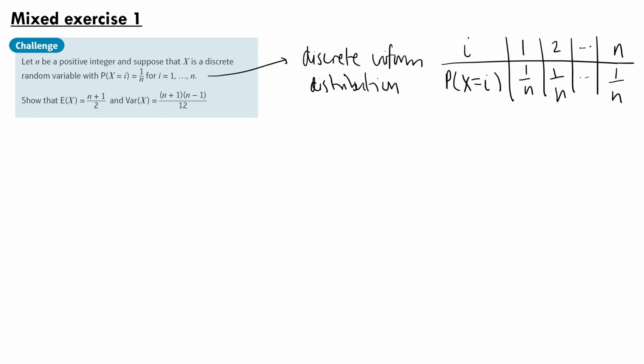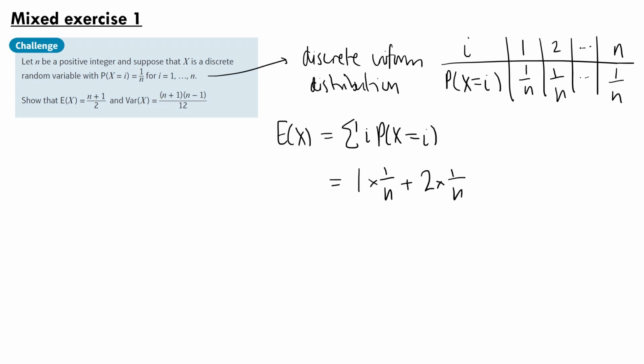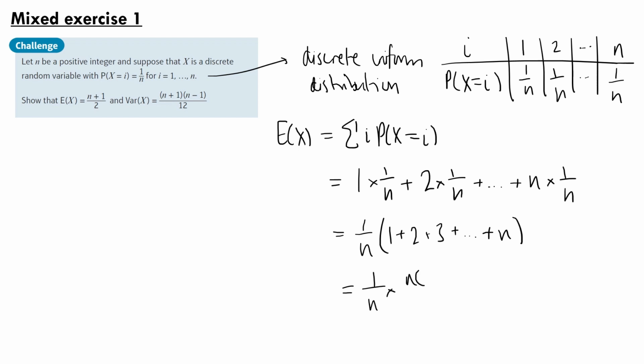And so we can see that the expected value of x, which is equal to the sum of i times the probability x is equal to i, is equal to 1 times 1 over n plus 2 times 1 over n plus and so on until we reach n times 1 over n. And if we factorise 1 over n out of this, we're left with just 1 plus 2 plus 3 and so on up until n. And using these sums of series formulae from Core Pure 1, we get this is equal to 1 over n times (n plus 1) over 2. And so the n's cancel and we're left with (n plus 1) over 2 as required.